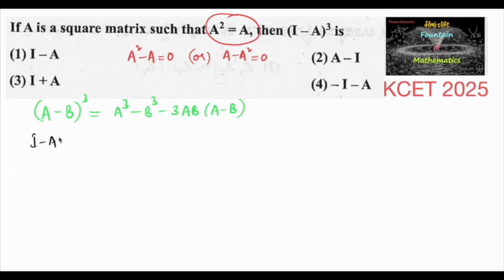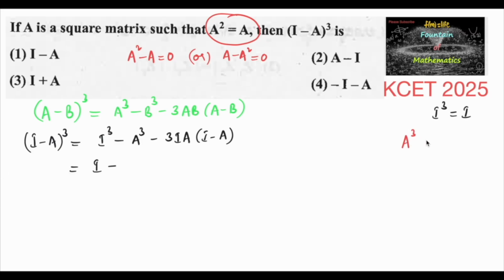So that (I minus A) whole cube, we can write I power 3 minus A power 3 minus 3 into I into A of (I minus A). Since I is an identity matrix, I power 3 will be equal to I, minus, and here A power 3, we can write it as A into A square, which is equal to A into, since A is equal to A square, we can write A square as A, and again A into A square, which is again considered to be A.